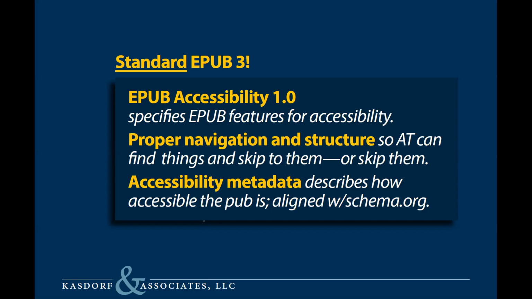And then one nice thing that isn't as common yet, but is getting more common, is accessibility metadata that describes how accessible the publication is. When we developed this accessibility metadata, which is in that EPUB Accessibility 1.0 spec, it was done in collaboration with schema.org. So the identical accessibility metadata is a specification of both schema.org and EPUB Accessibility 1.0, which is W3C.